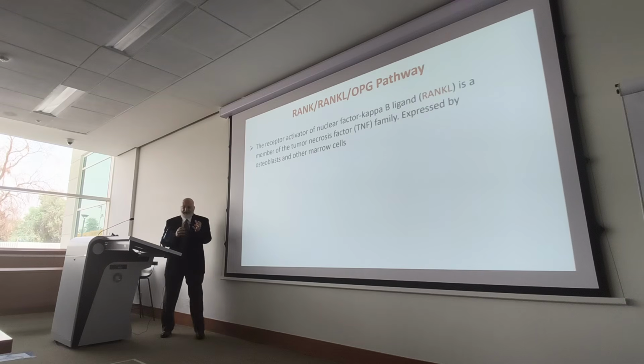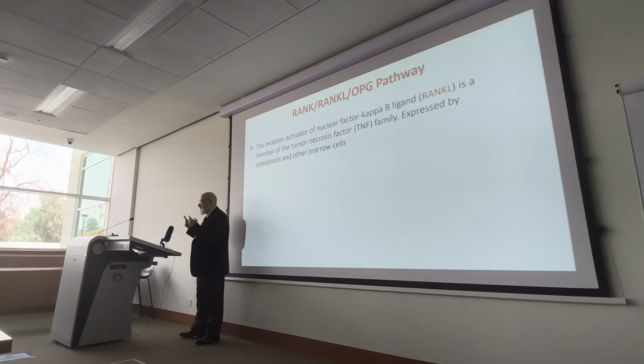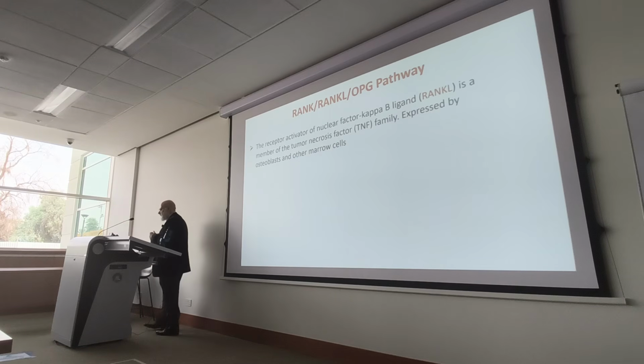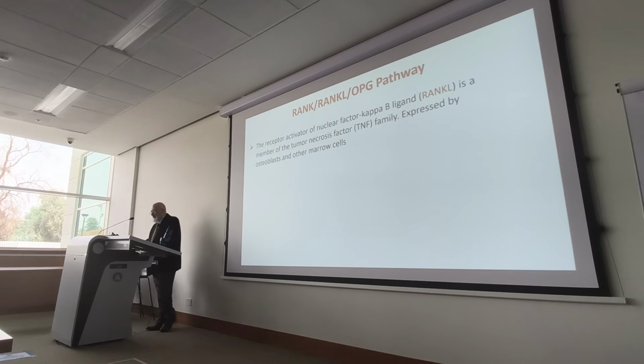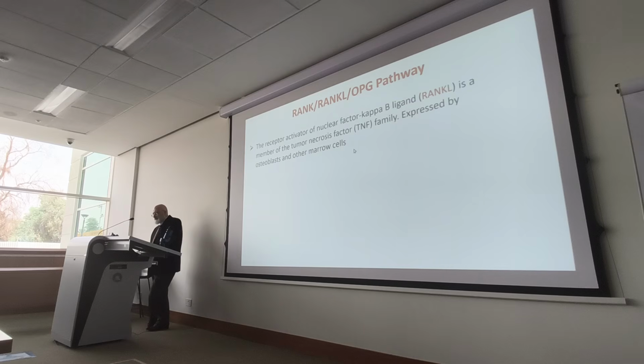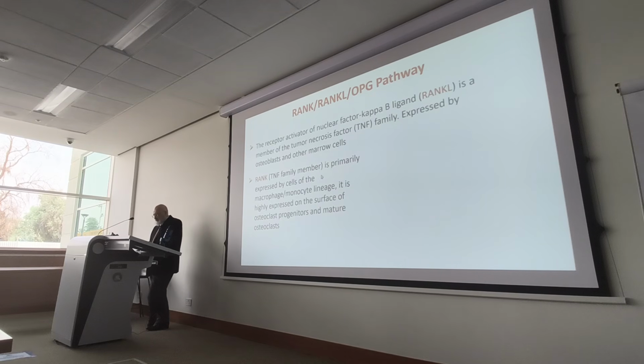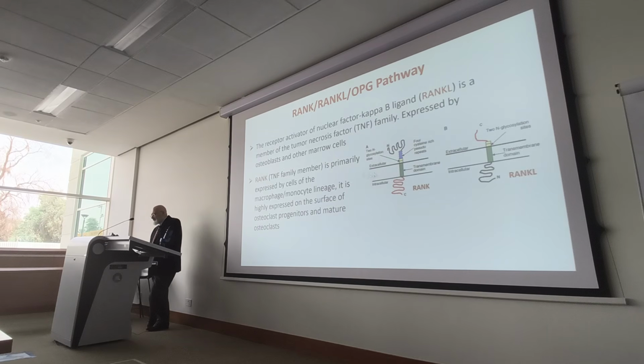But what's exactly the signaling mechanism that tells those cells to work together? This is through the RANK ligand OPG pathway. RANK ligand is a long name. It's receptor activator of nuclear factor kappa B ligand, but we call it RANK ligand. It's a member of the TNF family, expressed on osteoblasts and other marrow cells. And RANK, which is also from the TNF family, is expressed on the macrophage monocyte, which is basically the osteoclast and its precursor. So this is just how they look.